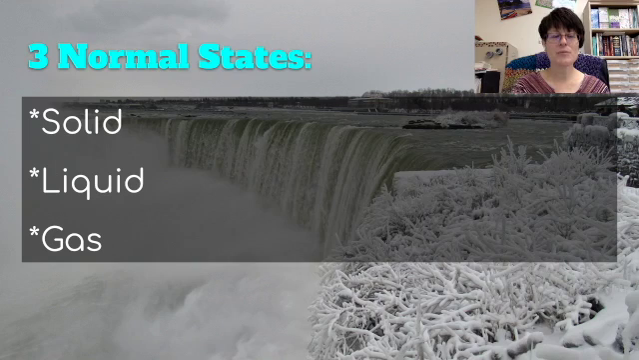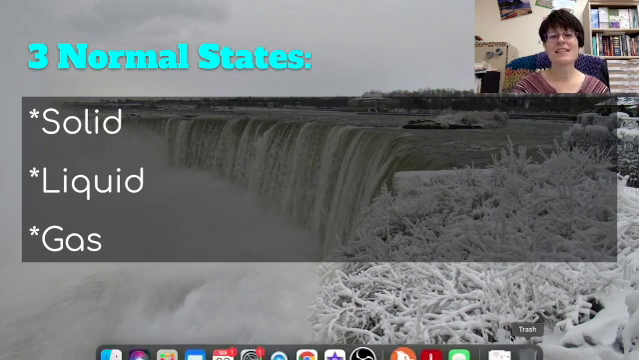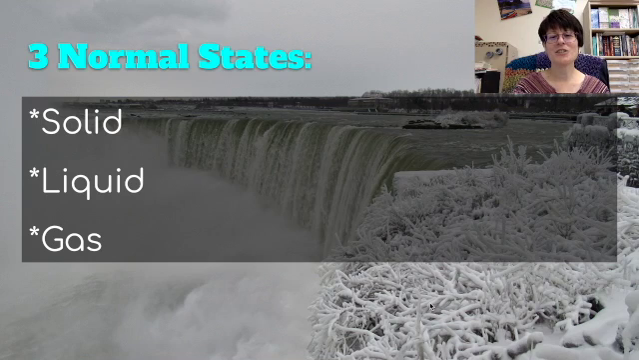There are three normal states of matter. They are solid, liquid, and gas, and we can see all of those states in this picture in the background. We can see the ice on the shrubbery here at Niagara Falls. We can see the water going over the falls. And then here, now this is technically a liquid because it's the condensation, but in order to be the liquid, it had to evaporate. So there is also gas present around that area as well.